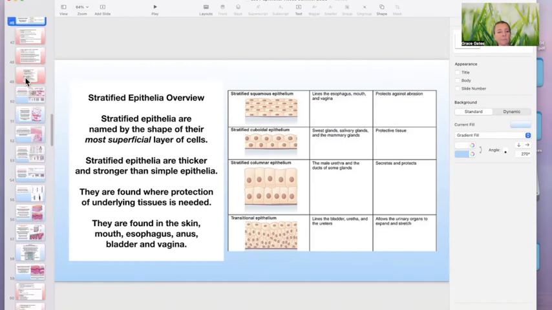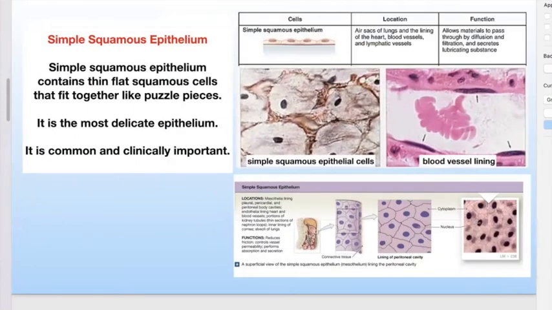And now let's begin to discuss the individual different types of epithelia. So first, the squamous epithelia. There is simple squamous epithelium. Simple squamous epithelium contains thin, flat squamous cells that fit together like puzzle pieces. It is the most delicate epithelium. It is a single layer, and the shape of the cells is thin and flat. It is common and clinically important.